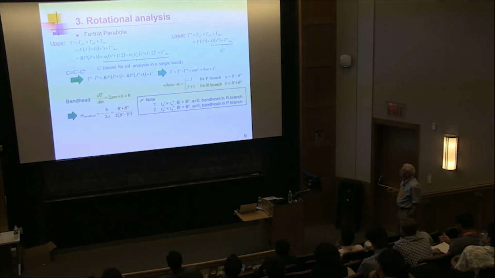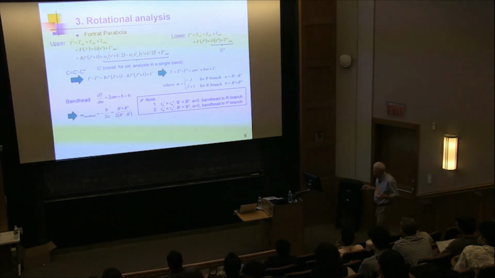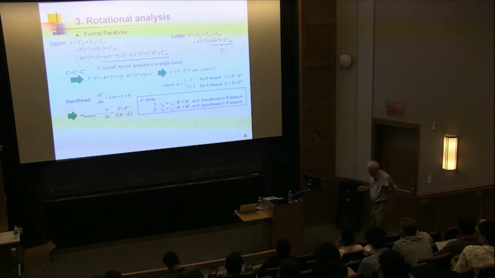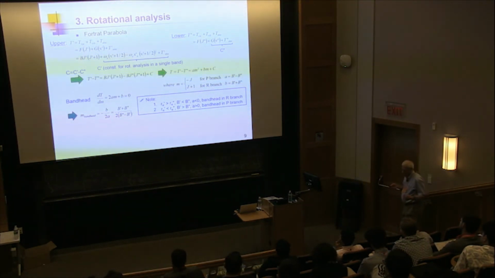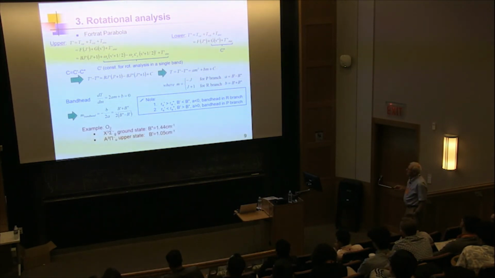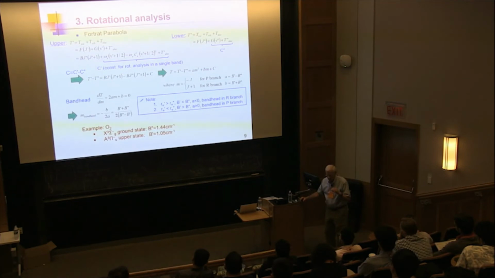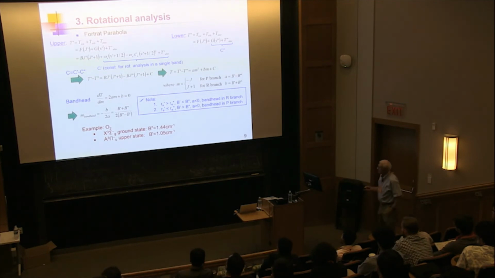And that weighting factor is recognizing the Honl-London factor that I mentioned, which explains the ratio between the R and the P. Now, here's an example. Whereas the B values vary only slightly when you go up in J, they can change a lot when you change the electronic states.